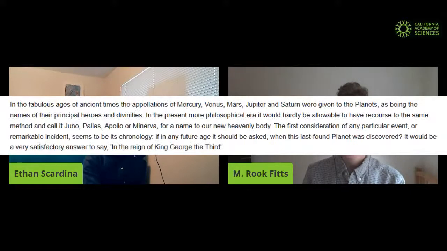So Uranus was almost named George, which is just mind-blowing to me. It's also horribly ironic that Juno, Pallas, Apollo, and Minerva are names of celestial objects. Juno and Pallas in particular are objects that have names. So he almost named this George's star, or, you know, Georgium Sidus, whatever.